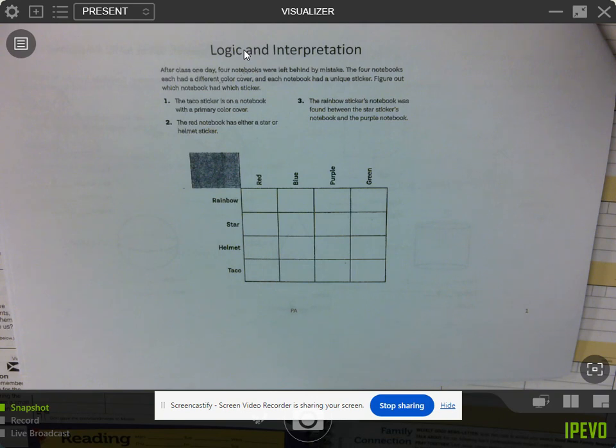So, the taco sticker is on a notebook with a primary color. What are my primary colors? Grace? Red, blue, and yellow are primary colors. I've got red and blue, so I know the taco sticker is going to be on one of those. So can the taco sticker be on a purple? No. Can the taco sticker be on a green? No, it has to be one of those.